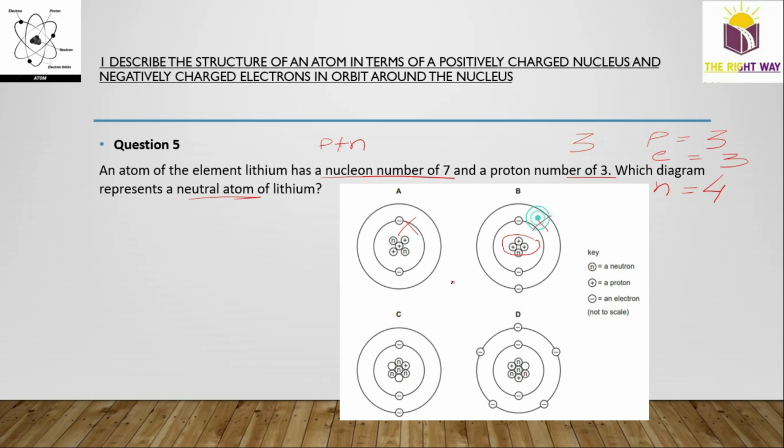So it is wrong. This one contains 3 electrons, and 1, 2, 3, 4 neutrons, and these two are also protons over here. So C is your right option. In D, there are 1, 2, 3, 4, 5, 6, 7 electrons, which is the wrong option.